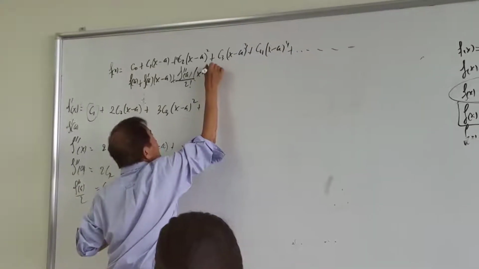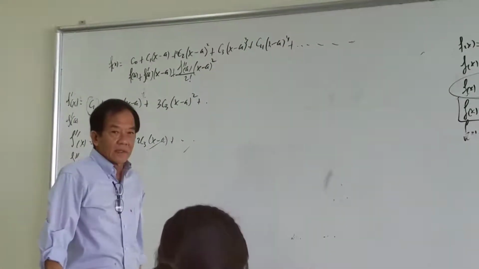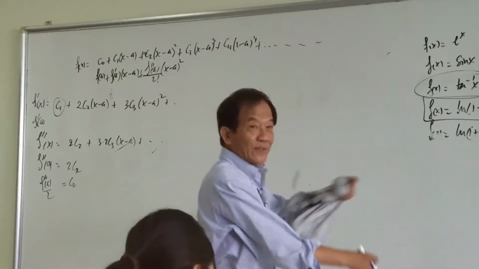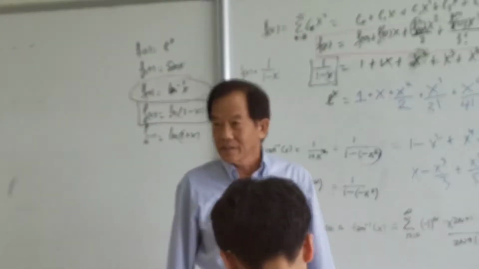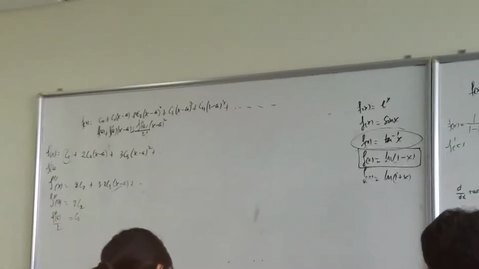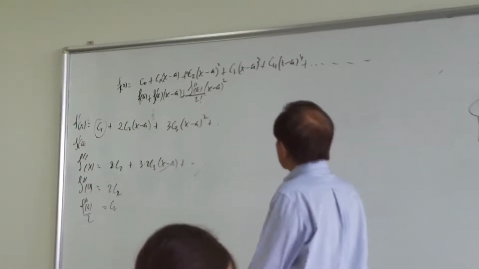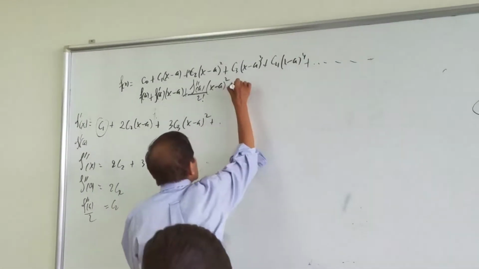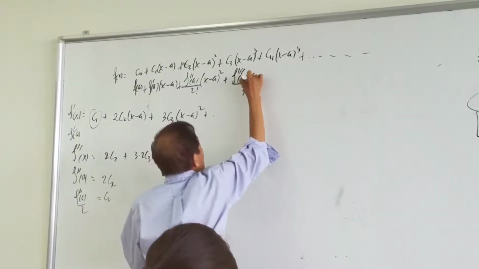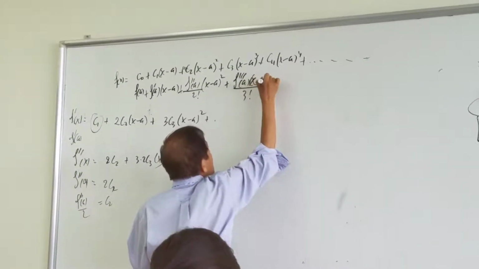x minus a square. Okay. So now what you're going to do with this function centered at A? Can you write the function in terms of... Okay, this is the formula. 3 factorial x minus a to the cube.